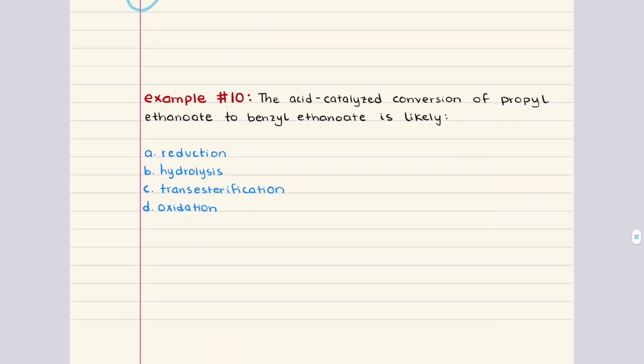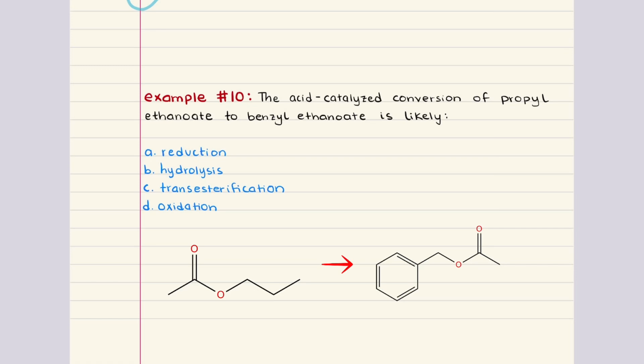Problem 10 says, the acid catalyzed conversion of propyl ethanoate to benzyl ethanoate is likely blank. From the name, we can recognize the structure. Propyl ethanoate is an ester, and it has an ethanoate group bonded to a propyl group. The product, benzyl ethanoate, is still an ester, but the alcohol part has changed. Now it's a benzyl group instead of a propyl group.